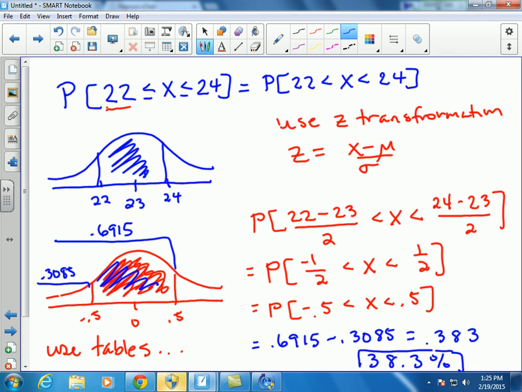What's the probability of students, or the proportion of students between 22 and 24 at UNM undergraduate students? And that is 38.3% of them are between those two. And you can see that now we can answer any kind of probability question that we need to, as long as we use the z-scores and the fact that we understand how the tables work in the normal distribution.